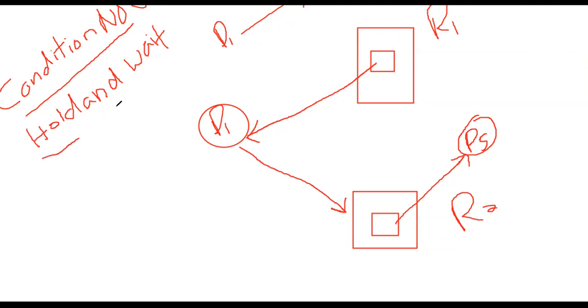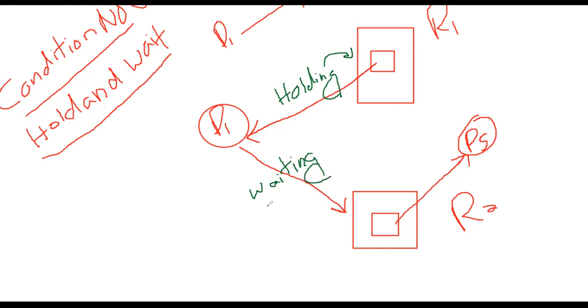And now let's understand in this case, what is hold and wait. See, dear students, focus on P1. P1 is holding R1. Holding R1, where P1 is waiting for R2. So P1 is waiting for R2. So this is called what? Hold and wait.